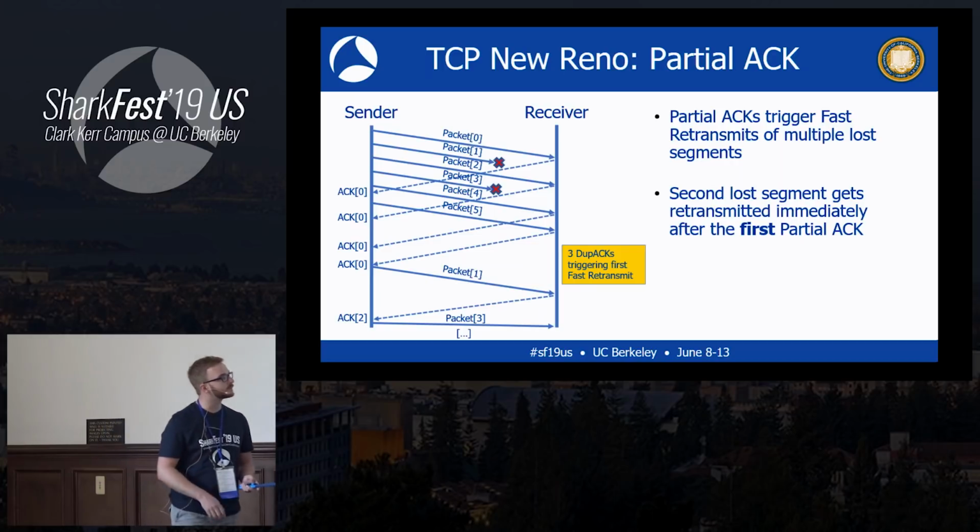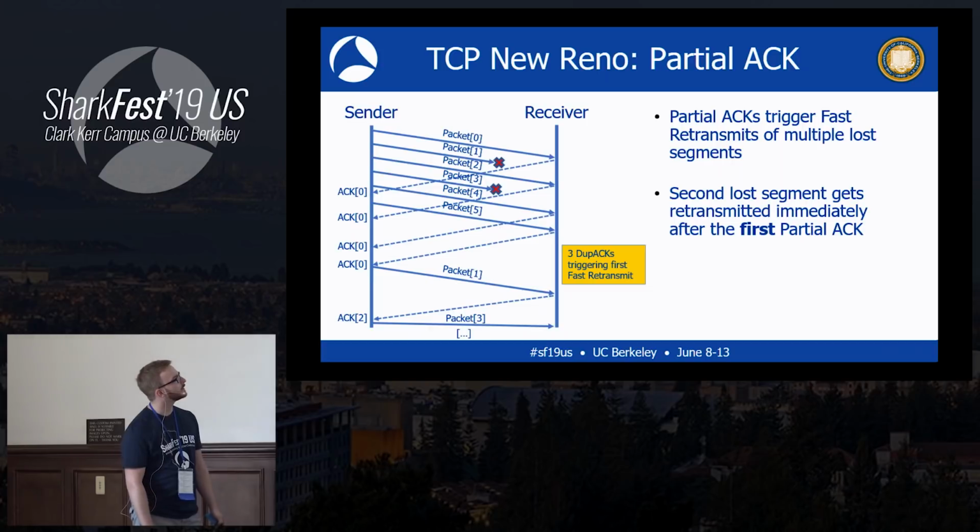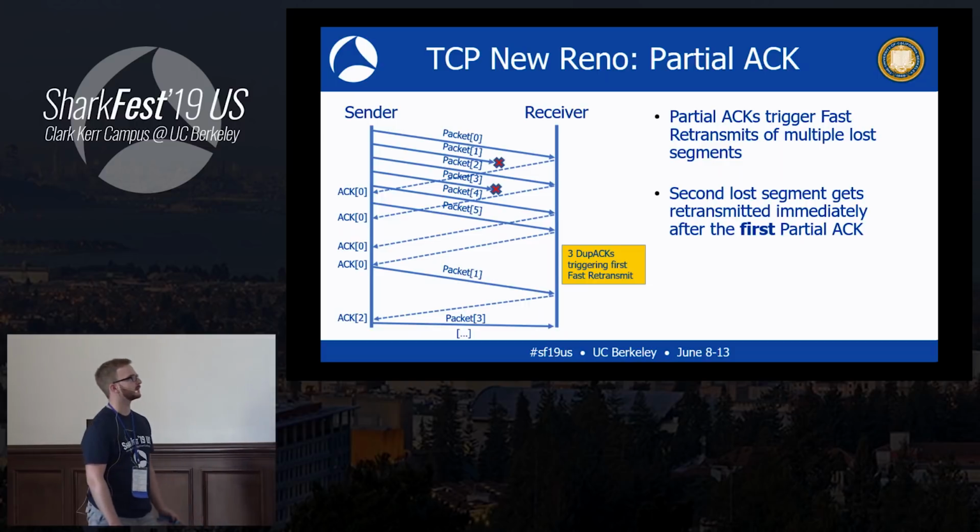Does the sender know that packet 3 was lost at this time? I don't think so. So it just sends it even if it wasn't lost? It does know, because it's only receiving the acknowledgement on packet number 2, but it has sent 3, 4, and 5. So that's why it's resending immediately.